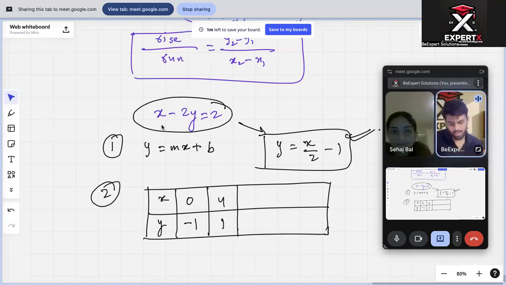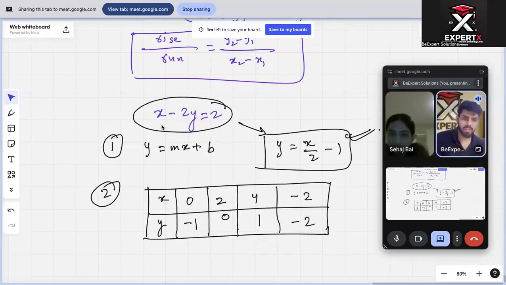Similarly, you can put in 2, because that will make the graph build up properly. In case of 2, it would be 0. In case of 4, in the same equation, you will get 1. And in case of minus 2, you will get minus 2. Again, these numbers of x and y that I'm putting are just random numbers: 0, 2, 4, minus 2. I have put them in. You can also use any other number, Sehaj, if you want to.